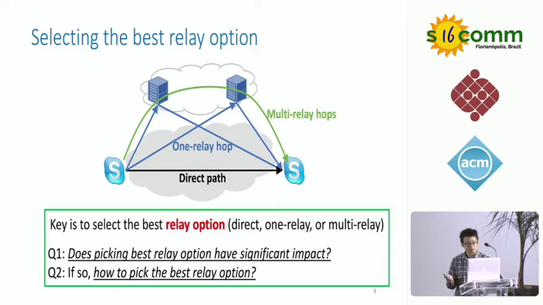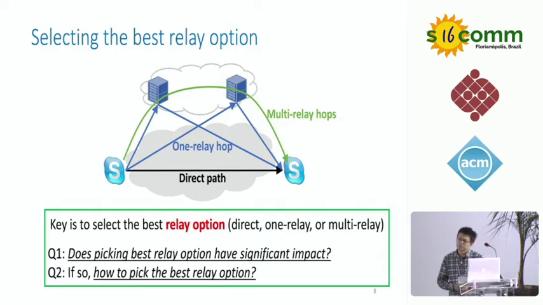Now, here's an example. You have a Skype caller and Skype callee. They have three types of relay options. First, it can go through direct paths using BGP routing, or it can go through one of the relay points, which is one of the data centers of the managed overlay, or it can go through multiple relay points, where the middle part is going to be going through the managed overlay backbone. By the way, routing through P2P nodes is also an option, but it's not considered in this talk.